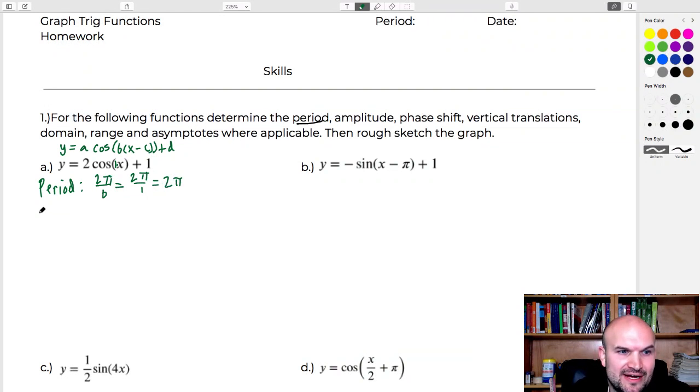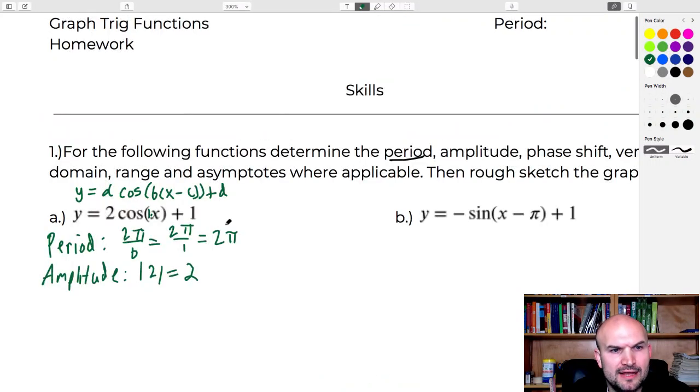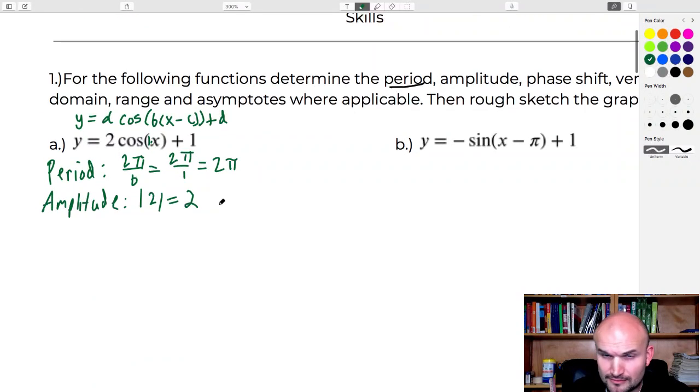The next one is identifying the amplitude. And when identifying the amplitude, that is going to be the absolute value of A, which in this case is going to be 2. So I'm just going to say absolute value of 2, which is just 2. The next one, here I'll zoom in a little bit closer, is going to be the phase shift. Now typically I don't write in a phase shift if we don't have one. For this one I'm just going to write none, because C would be our phase shift. That's going to be shifting the graph left or right. And in this case we don't have a C, so we'll just write none.